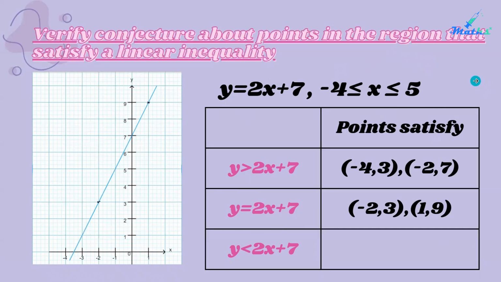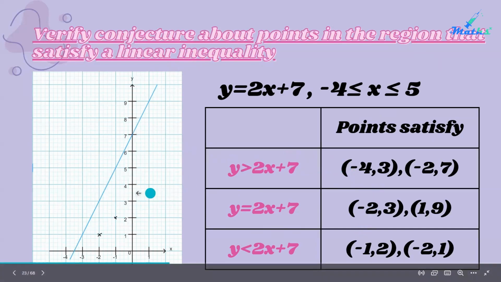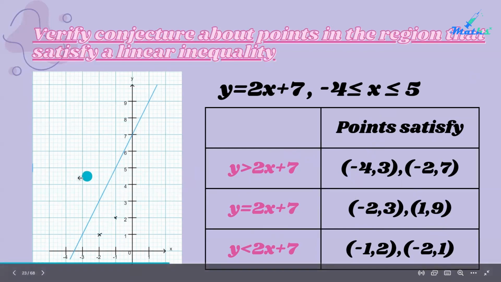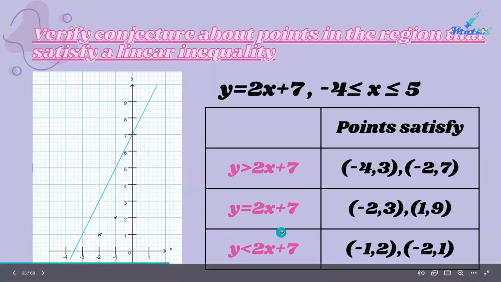So next we should find about the less than. The less than should be below the blue line, which I choose (-1, 2). So (-1, 2) and (-2, 1). Both of these points are below the line. So all points below the line we can choose is all y less than 2x plus 7.